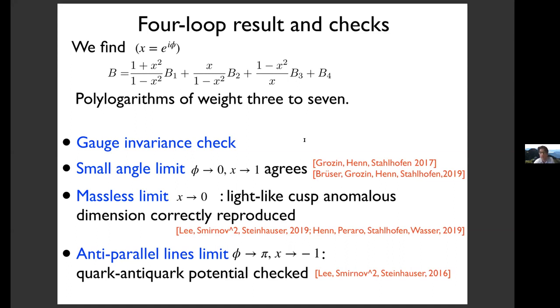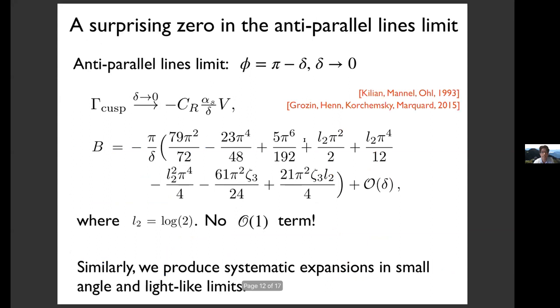Now, since we have the full analytic formula, in each of the limits, we could produce also further terms, not just the ones that had been known, but also, if you wish, power-suppressed terms beyond the orders given in those references. I just show one particular result in the antiparallel lines limit, because there we find a surprising 0, which we don't know the reason for it, but I wanted to mention it. So if we parameterize the limit by this parameter delta, which tells you how far away you are from the antiparallel lines case, then the leading term is a pole which multiplies the quark-antiquark potential.